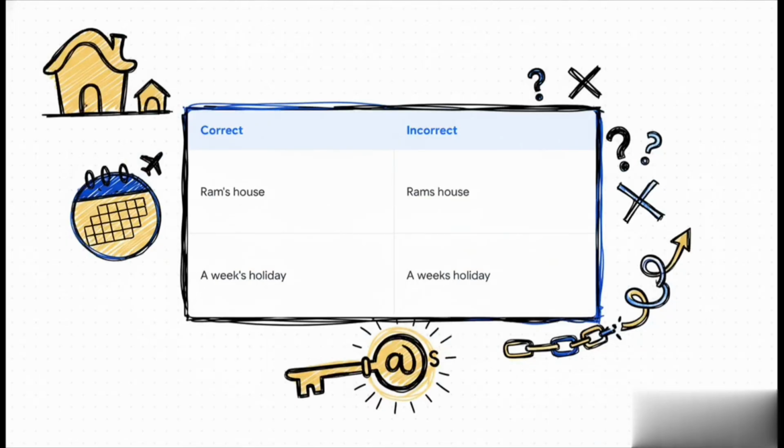Okay, rule number 1 is the easiest one of all. For just about any singular noun, you show that it owns something by adding an apostrophe and then an S. Simple as that. It's Ram's house, not Rams house. It's a week's holiday. This is the golden rule for singulars.